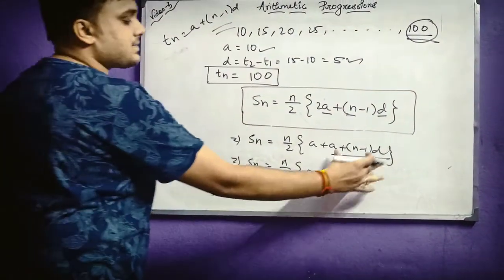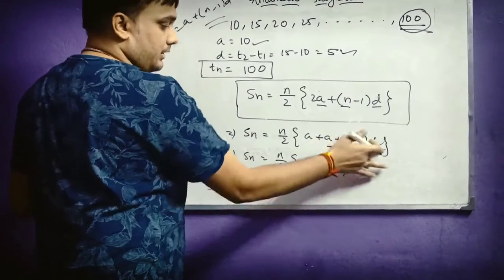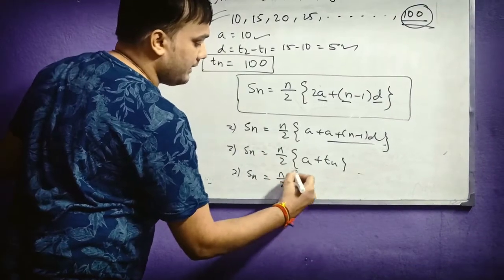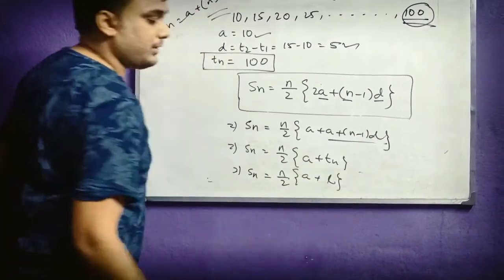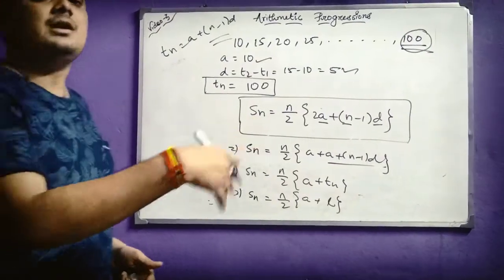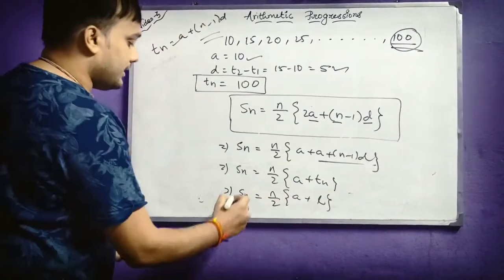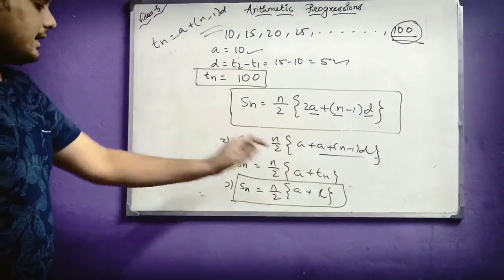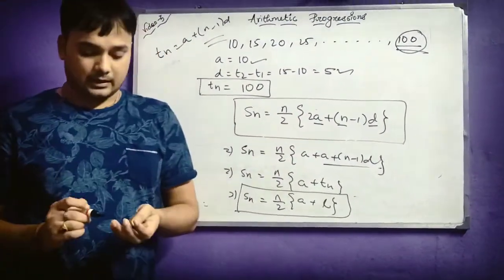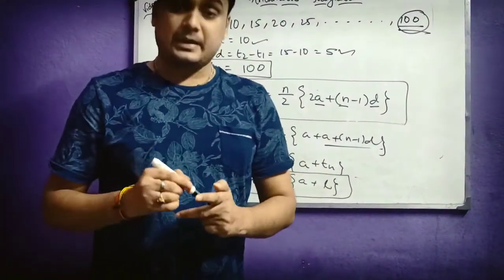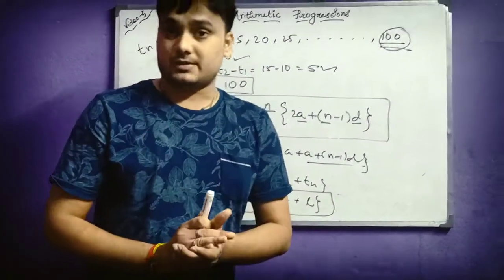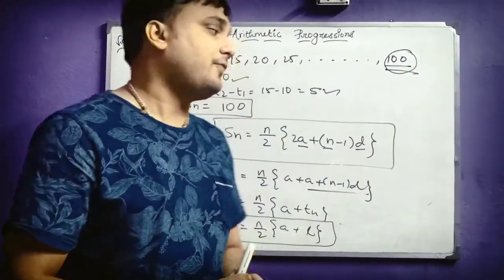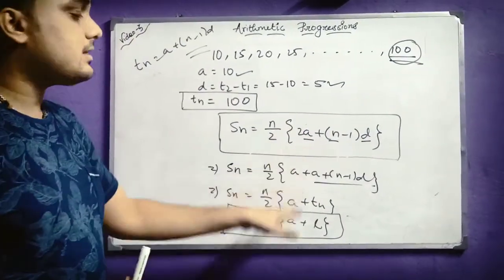So I can replace this complete term with only tn, and you know that we definitely take tn as the last term. Tn is always taken as the nth term, that is the last term. So the second formula derived from the first formula is Sn equals n by 2 into a plus l. Students, depending upon the information given in the question, you can find the sum using these two basic formulas.